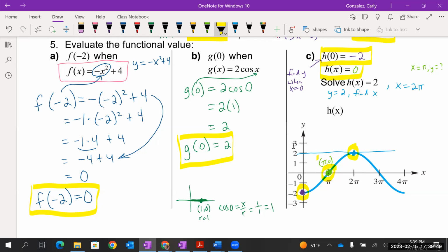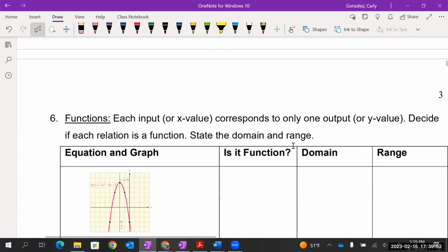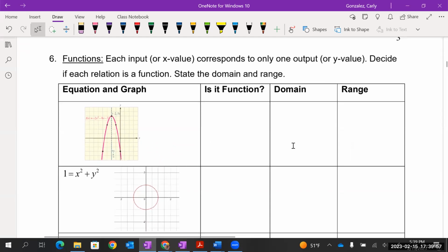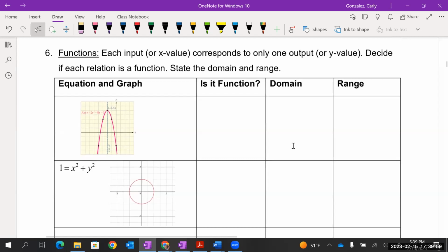All right, next, let's move on to relations. So relations are just pairs of x and y coordinates, or a graph that relates two different coordinates, usually x or y. However, a function is a special relation where each input or x value corresponds to only one output or y value. And now let's decide if each relation is a function, and we will state the domain and range.